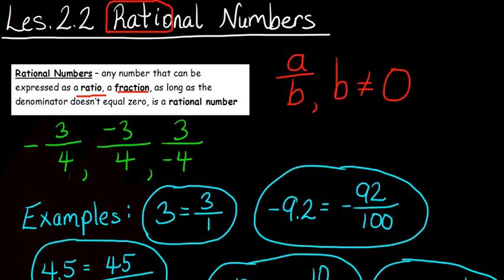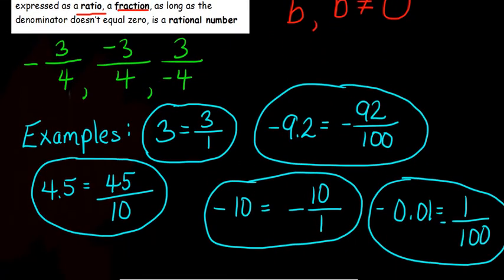So down here I've included some examples of rational numbers, numbers that can be put into fractions. Simple one, 3. Any whole number can be written as a fraction. You can put 1 underneath it, still means the same thing. So 3 can be written as 3 over 1. Negative 9.2 can be written as negative 92 over 100. And when you divide that, this is what you get. So it can be written as a fraction, so it's rational.